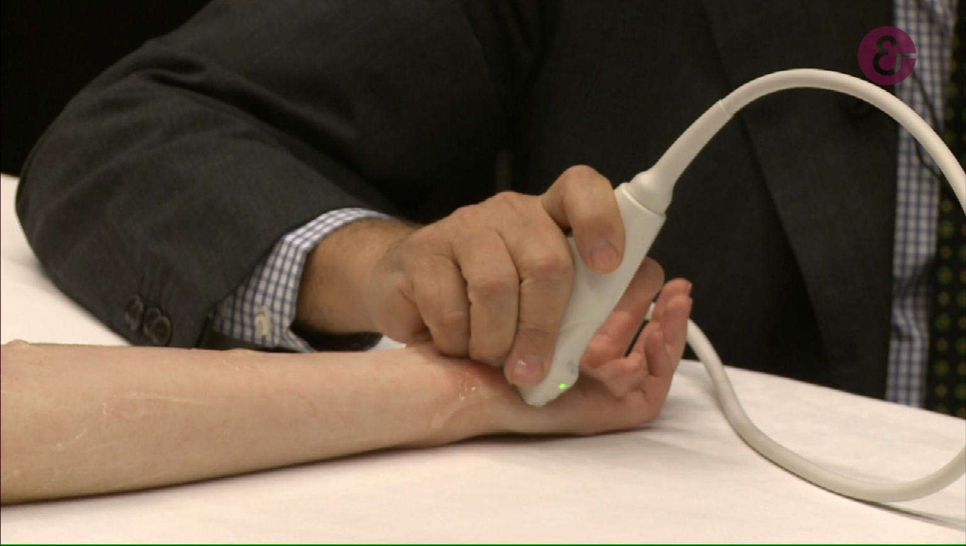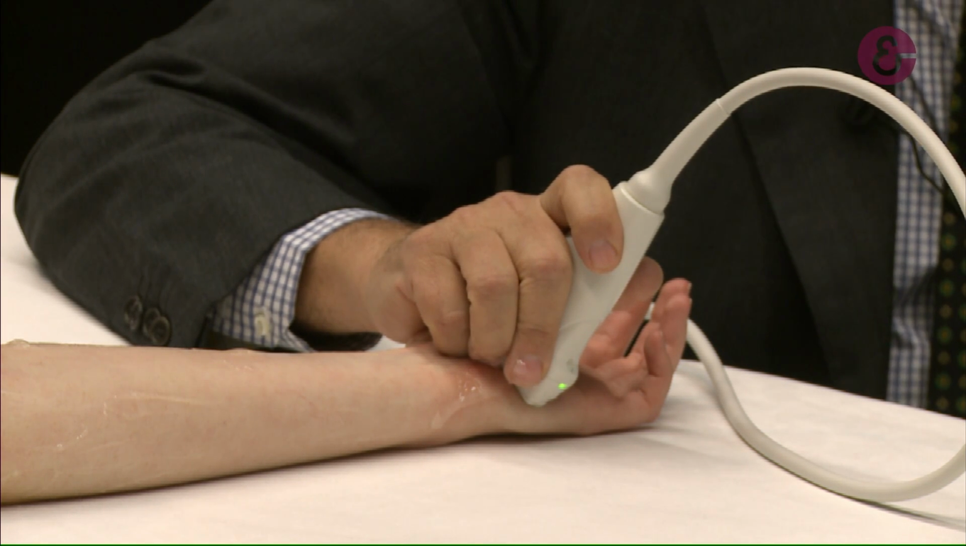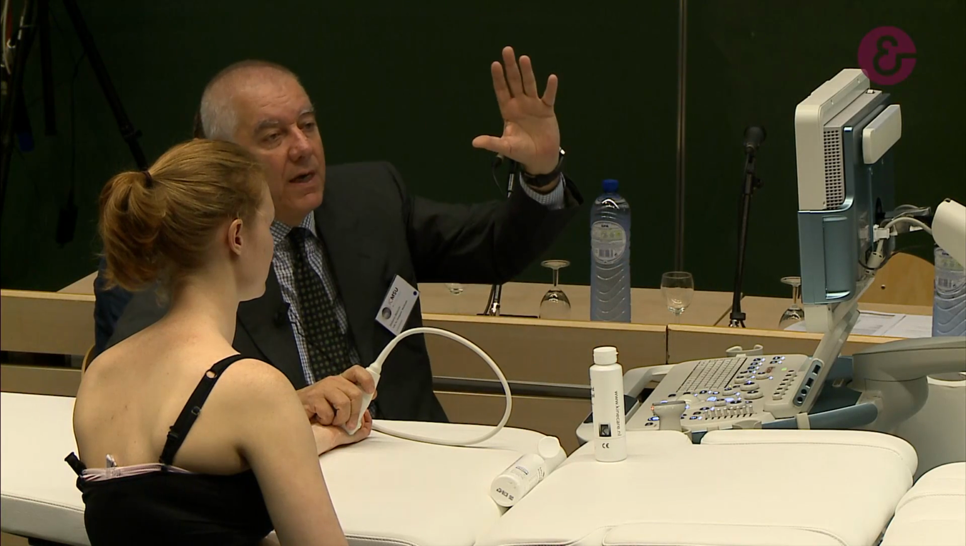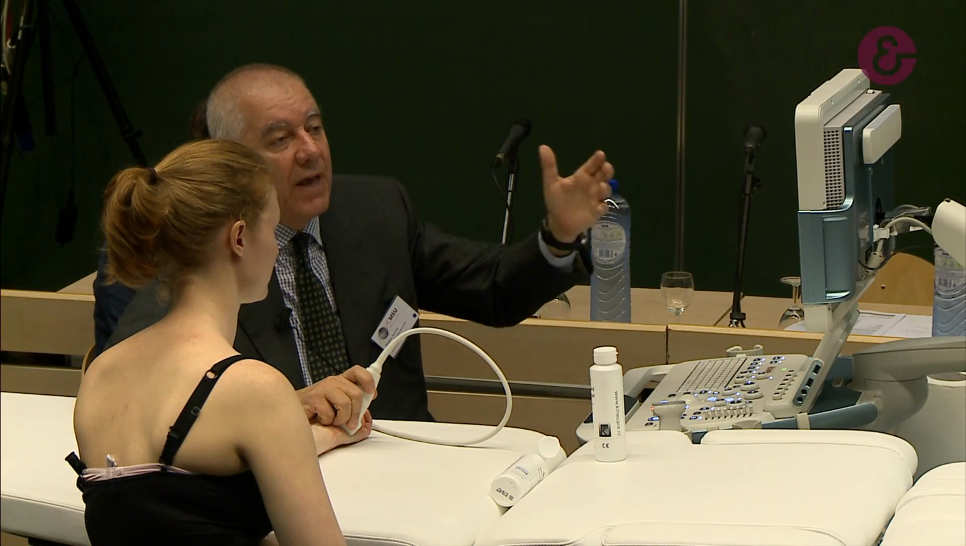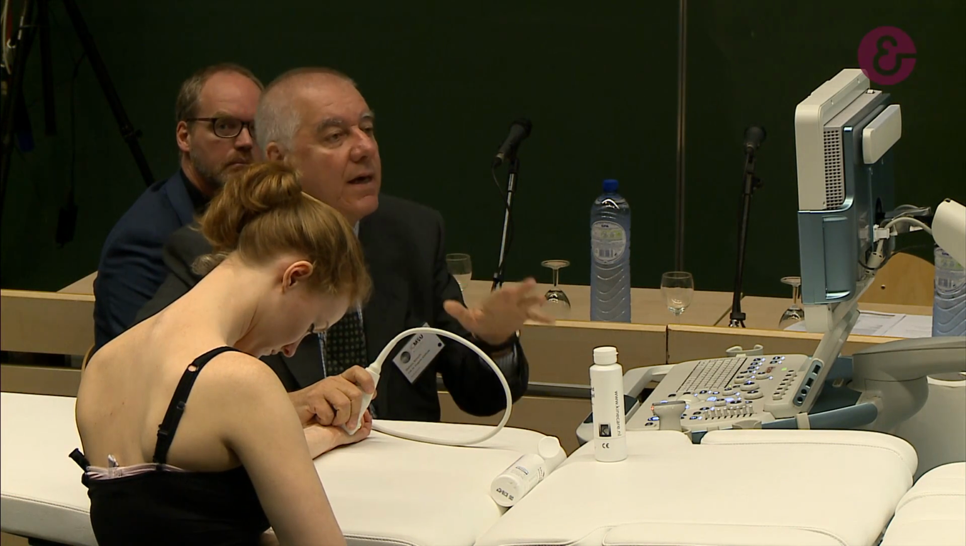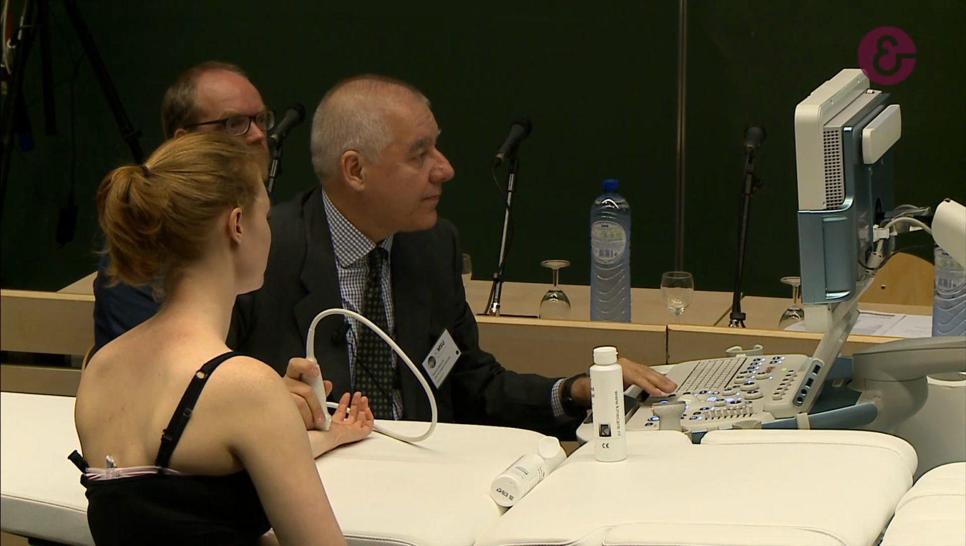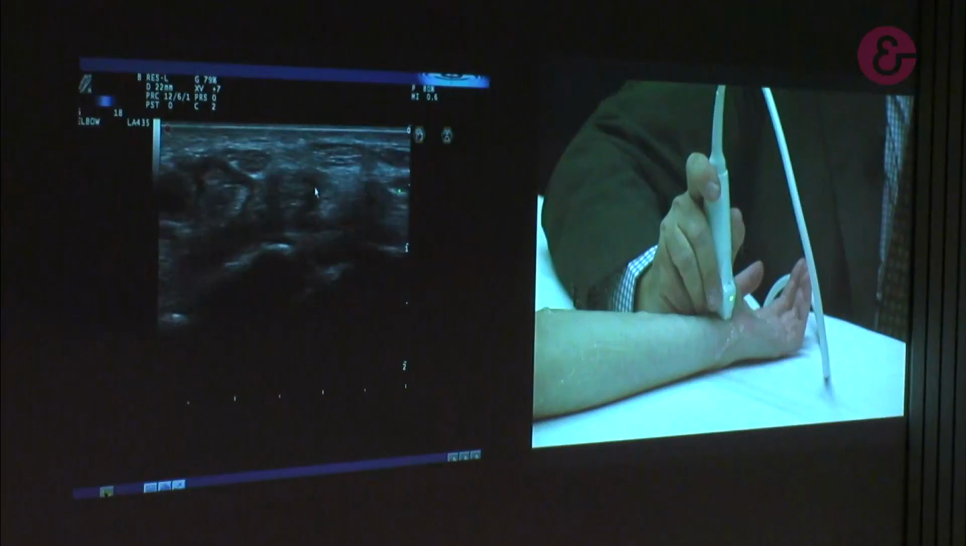And this can be done in every patient. It's not the same with the sciatic nerve. It depends on the tissues. It depends on the habitus of the patient. On the upper limb, you can locate every nerve in almost every patient. Almost every patient.